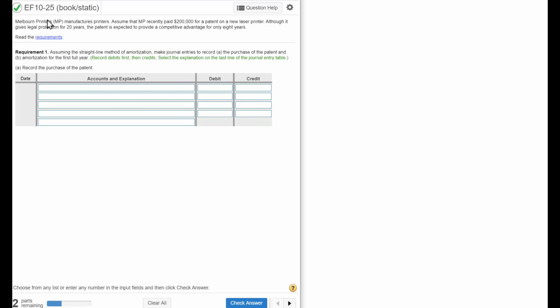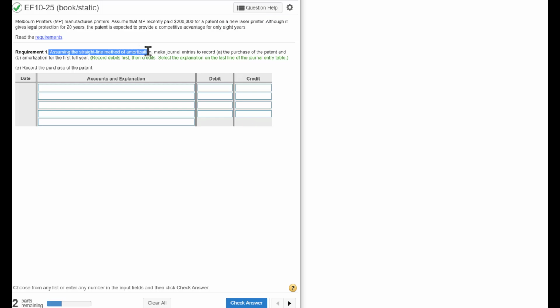So Melbourne Printers manufactures printers. Assume that MP, that's the name of the company, recently paid $200,000 for a patent on a new laser printer. Although it gives legal protection for 20 years, the patent is expected to provide a competitive advantage for only 8 years. Requirement 1.